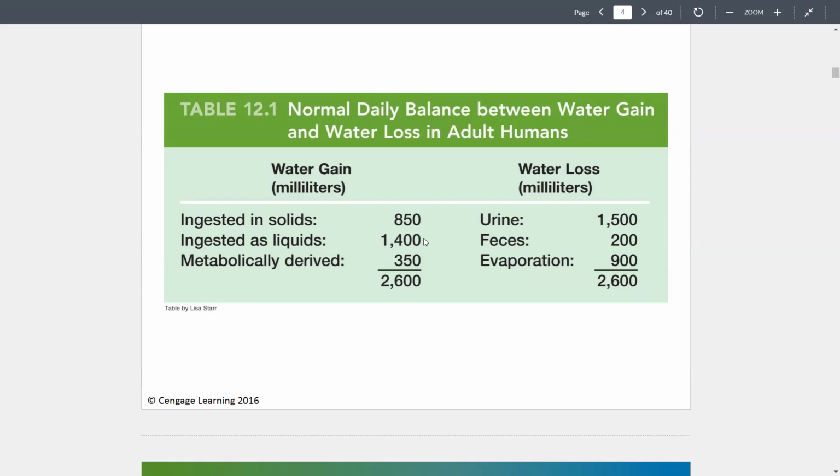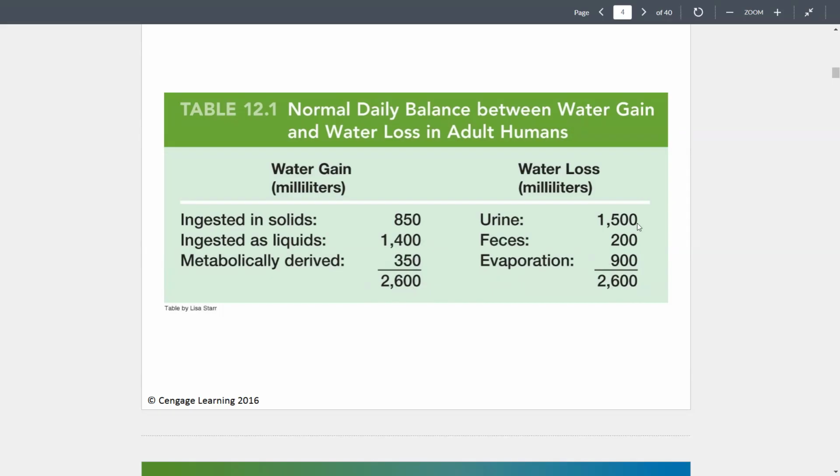And then a little bit more than this whole thing would be the 1400 ingested as liquids. And then metabolically derived, that's from chemical reactions in your cells. So all total, you're getting about 2,600 milliliters, just 2.5 liters. And you should hopefully lose the same amount.